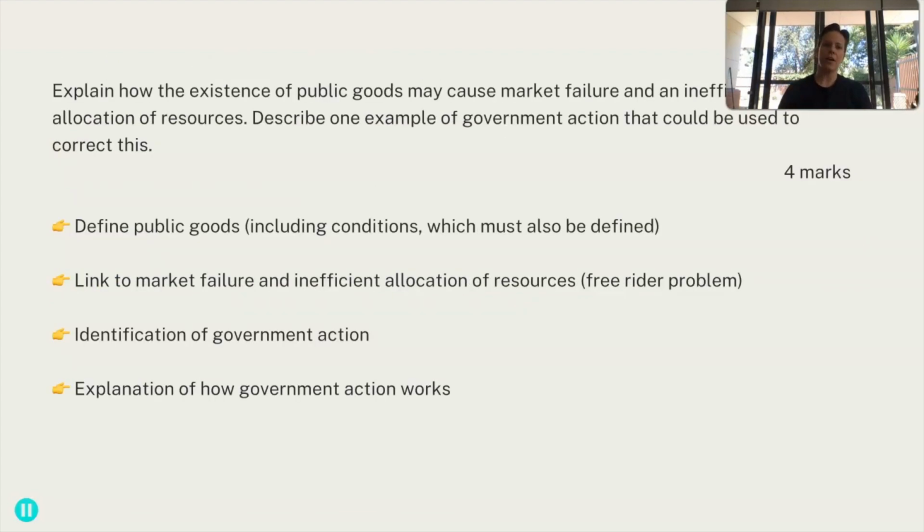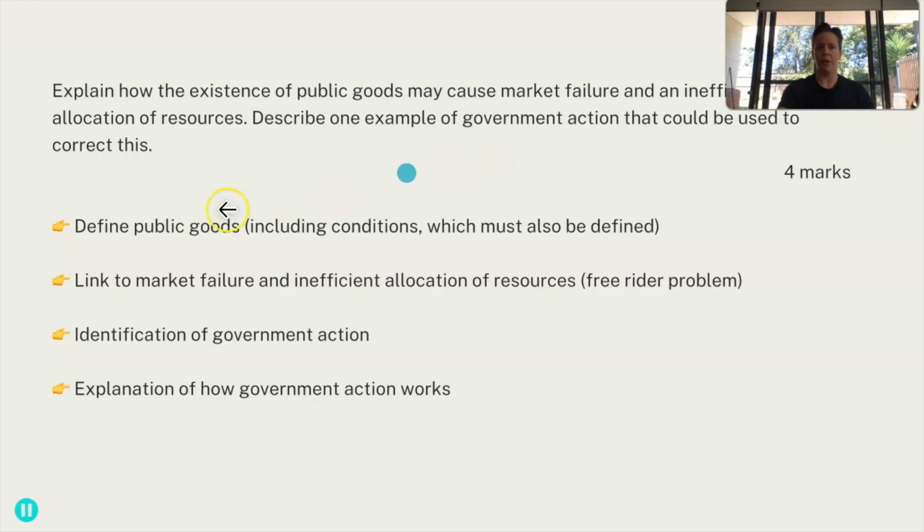So here is a pretty typical question in this space. Explain how the existence of public goods may cause market failure and an inefficient allocation of resources. Describe one example of government action that could be used to correct this. Now, from an economic perspective, this is a big question. There's actually multiple questions in this one question. So don't be fooled and think, oh, a couple of sentences is going to cut it. You really do need to be careful in making sure that you understand where the marks are coming from.